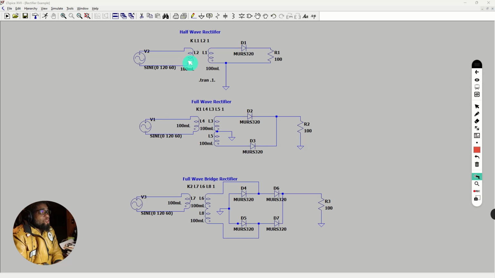Now I have it going into what is actually just an inductor. LTspice doesn't have transformers. You build transformers off of inductors. So I have an inductor here on the primary side. They're all the same. I have a nominal inductance for it, which is 100 millihenries. So I have 100 millihenries on each of these.